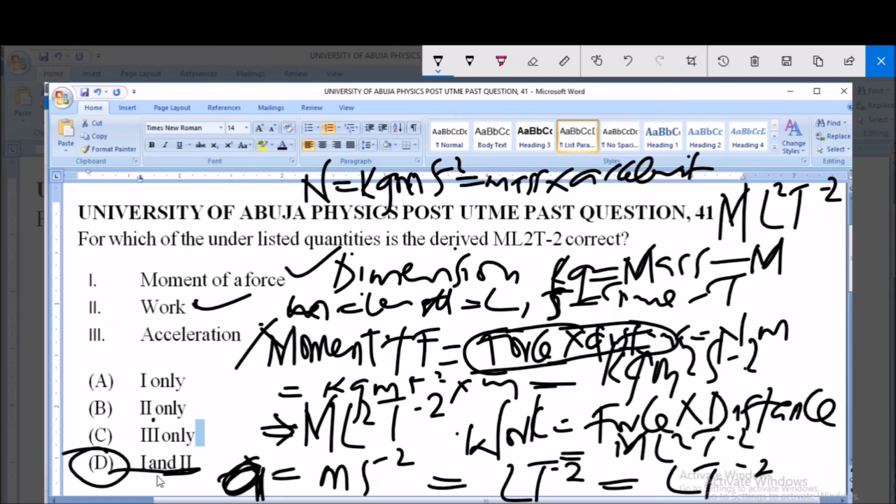You notice that I and II are correct, and like I told you, the moment of a force and work have the same units, and their formulae are the same. The moment of a force is force multiplied by distance. The work done is also force multiplied by distance. So the answer to this particular question is option D.